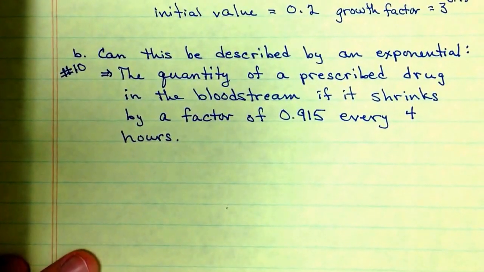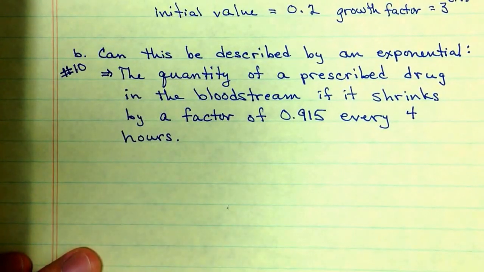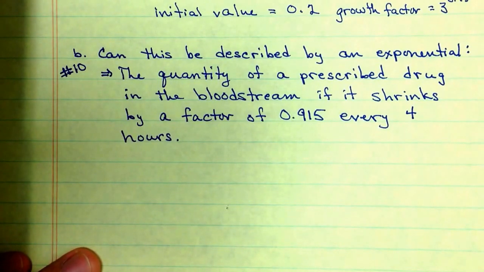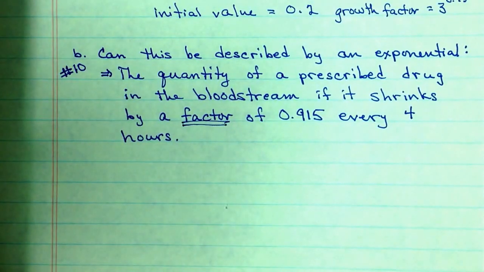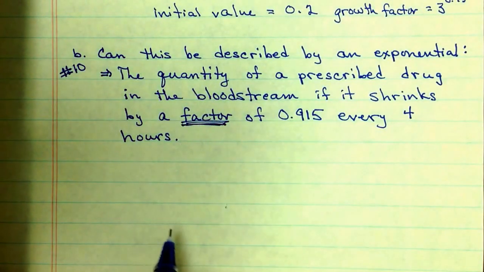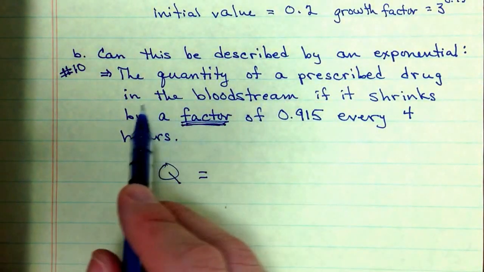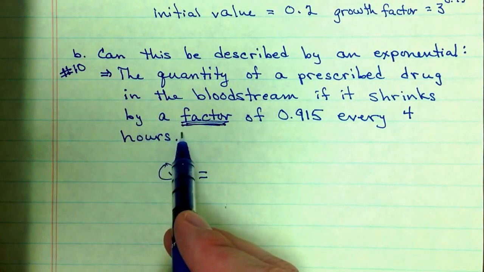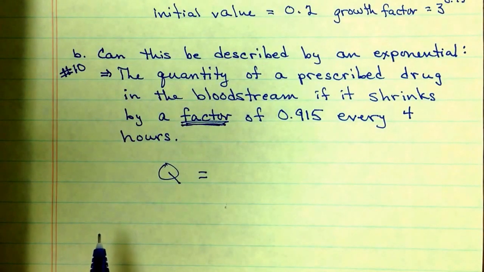All right, number 10 says, can this be described by an exponential? The quantity of a prescribed drug in the bloodstream if it shrinks by a factor of 0.915 every 4 hours. And the answer here is yes, because with exponentials you're dealing with repeated multiplication. So we look for multiply words, and factor is a multiply word. The quantity of a prescribed drug, we can call that Q, in the bloodstream, shrinks by a factor of 0.915 every 4 hours.